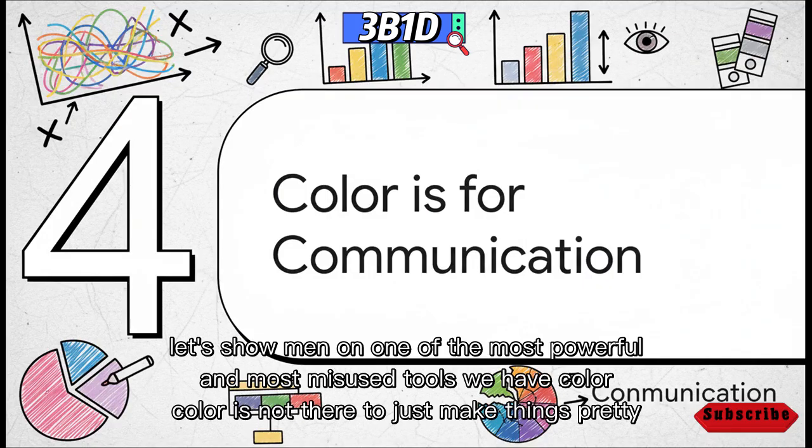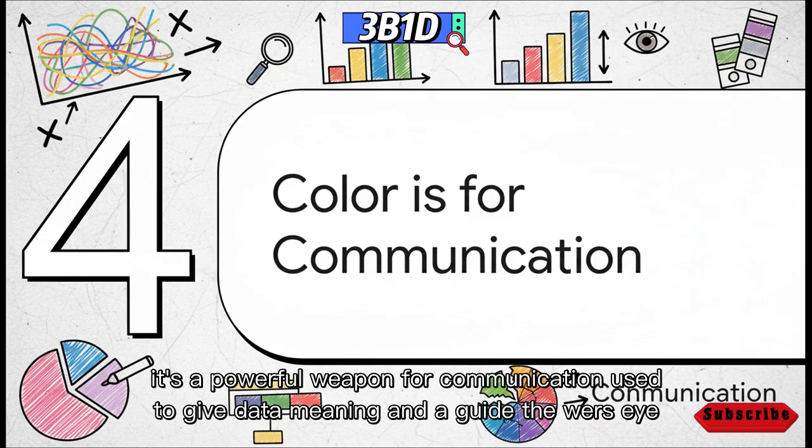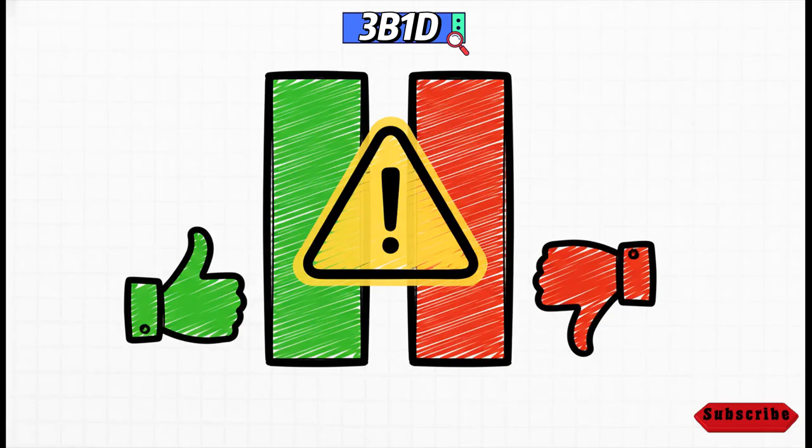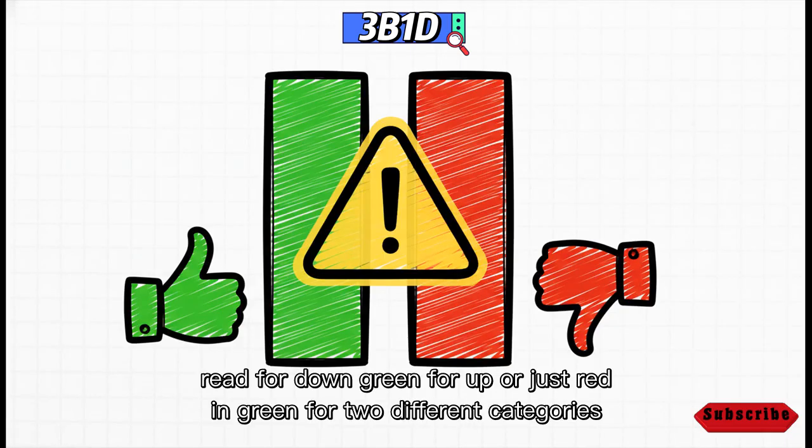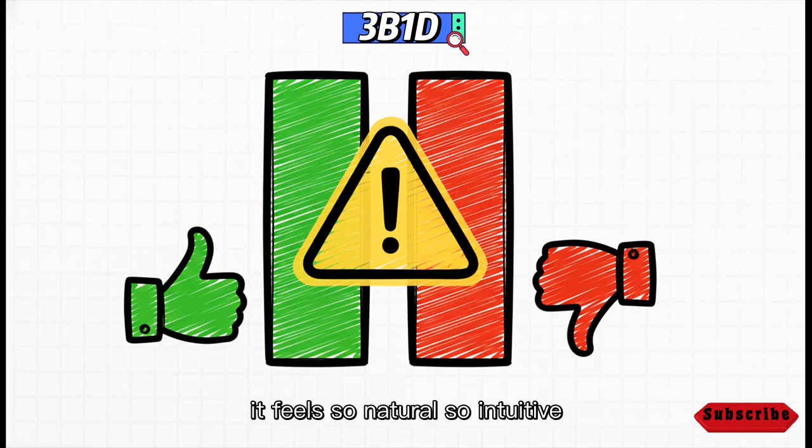All right, let's zoom in on one of the most powerful and most misused tools we have, color. Color is not there to just make things pretty. It's a powerful weapon for communication used to give data meaning and to guide the viewer's eye. We see this all the time, right? Red for down, green for up, or just red and green for 2 different categories. It feels so natural, so intuitive, but it's hiding a huge problem.